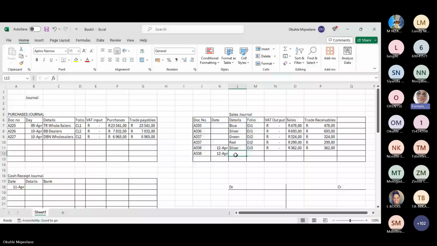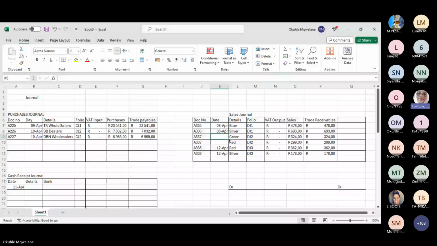When we have another class, our discussion group, I'm going to give you an example where we reconcile these errors. So you must know how to do this properly. We're running out of time now.